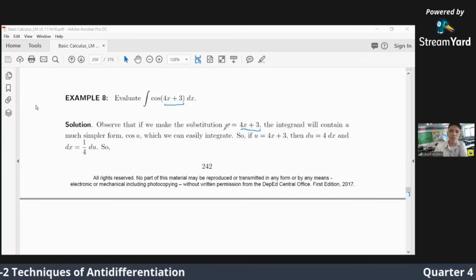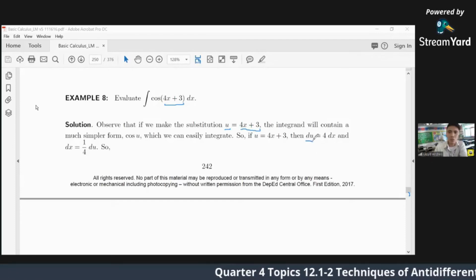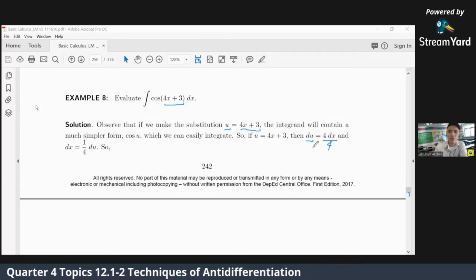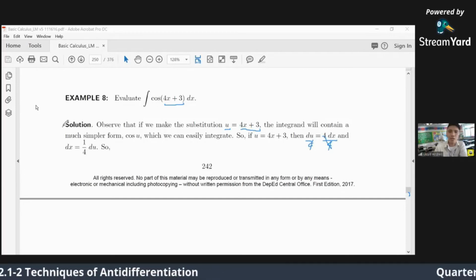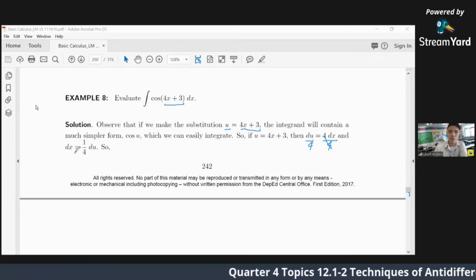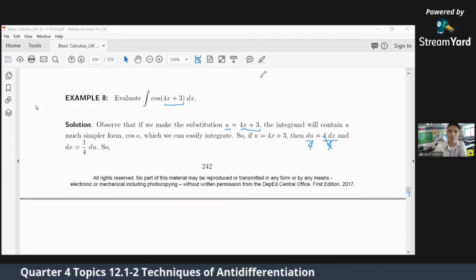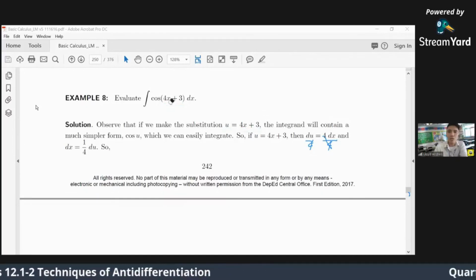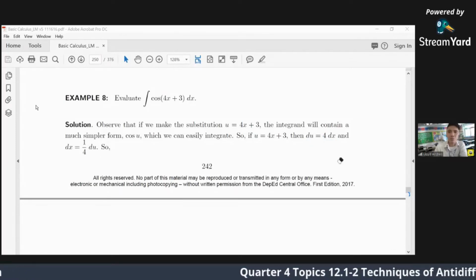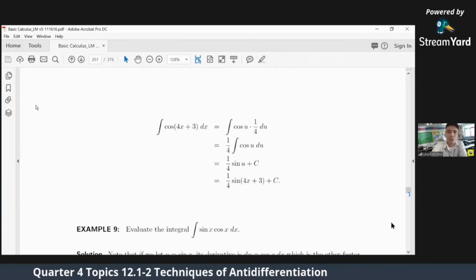And then after, same gihapon, differentiate both sides. That becomes du equals 4 dx. Then same, divide both sides by 4 kay para makakuha ka og dx equals to 1/4 du. So, pag ingana, pwede na nimo siya karon i-substitute.